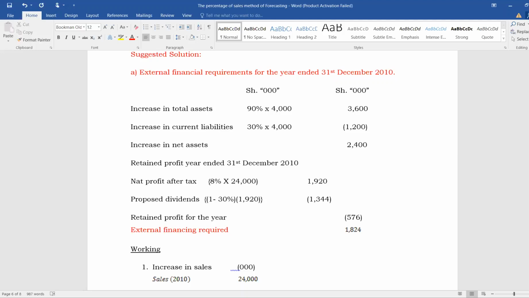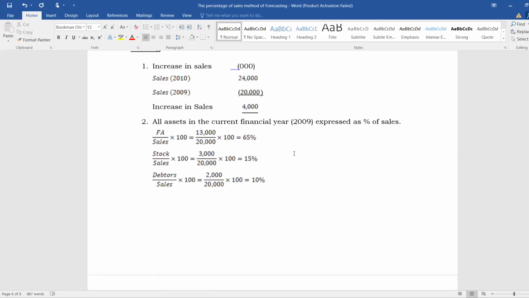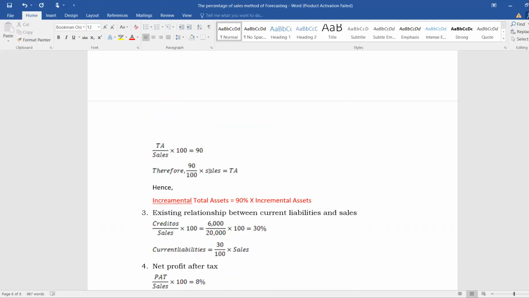We have to express all current liabilities as percentage of sales. This is working number 3. Existing relationship between current liability and sales. Fine. I think current liabilities zilikuwa tumepewa ni moja tu. Creditors divided by sales, current year, times 100. Hiyo ni 30%. So that means current liabilities is 30% of sales.